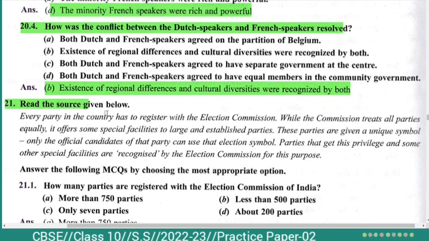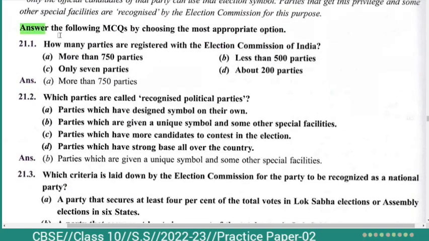Now question number 21. Read the source given below. Every party in the country has to register with the Election Commission. While the Commission treats all parties equally, it offers some special facilities to large and established parties. These parties are given a unique symbol. Only the official candidates of that party can use that election symbol. Parties that get this privilege and some other special facilities are recognized by the Election Commission for this purpose. Now answer the following MCQs by choosing the most appropriate option.